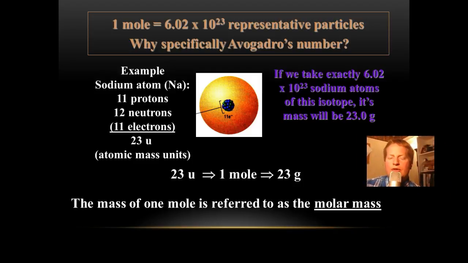So we are using 6.02 times 10 to the 23rd. That's our number that's in a mole, right? And that's called Avogadro's number. But why do we use that? This is the hardest part to understand.